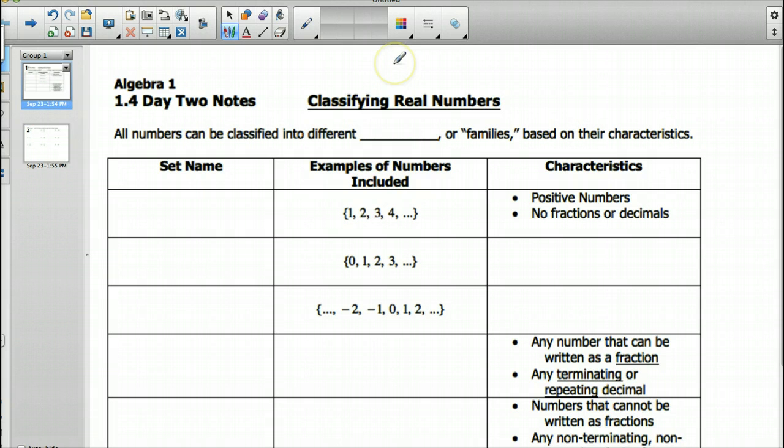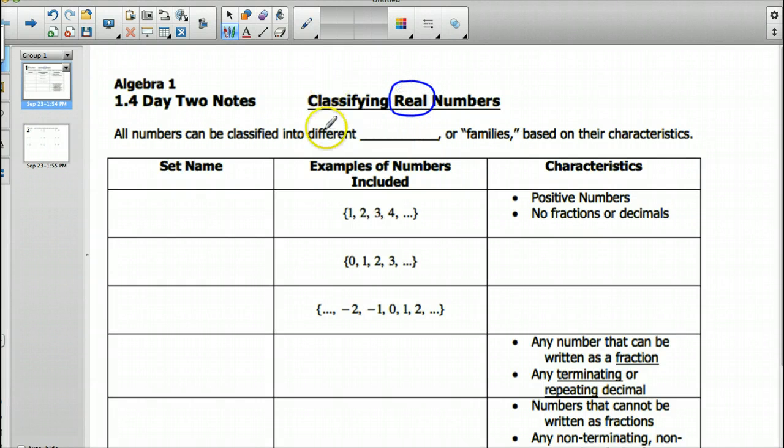Okay, this video is going to be pretty short compared to some of our others. We're just going to talk about classifying real numbers. If you remember, in the last video we talked about how to compare real numbers, and I told you I'd explain what a real number is in a later video. Well, this is that video. We're going to talk about this term real and what makes a number real.